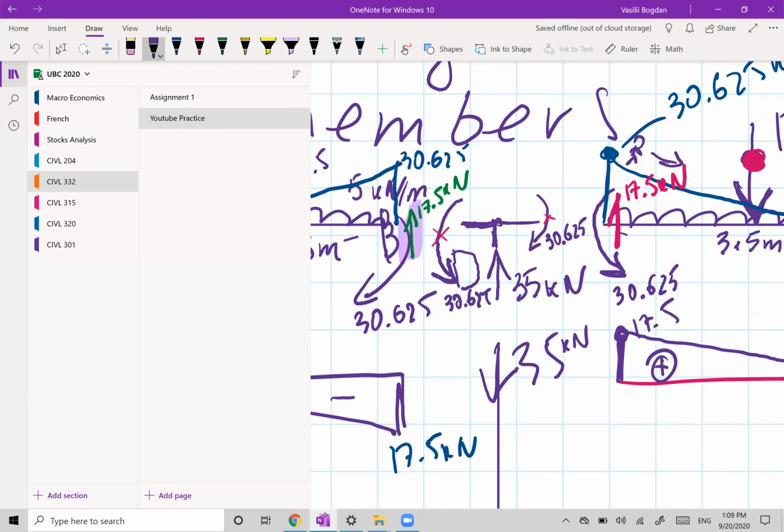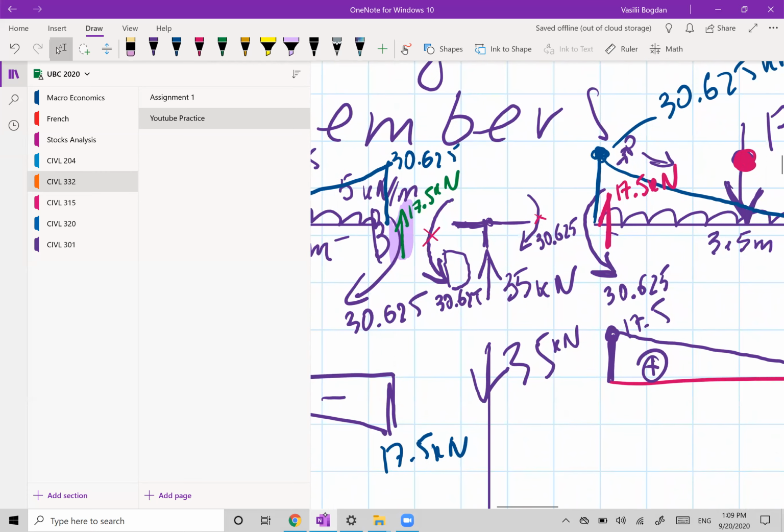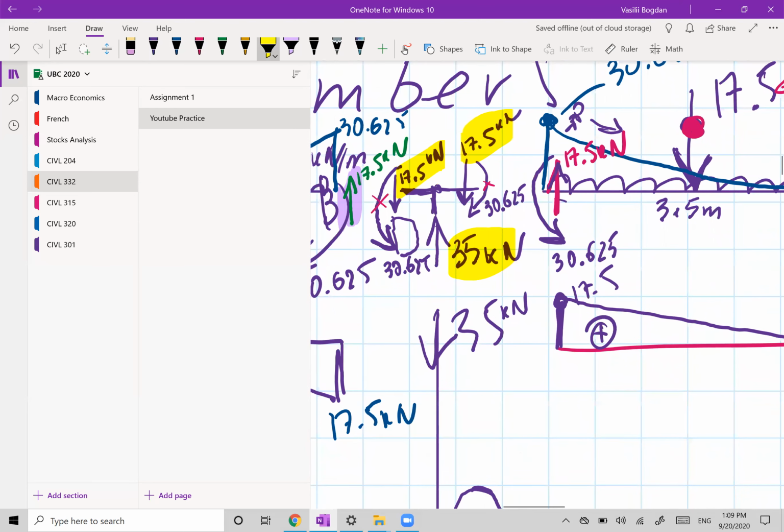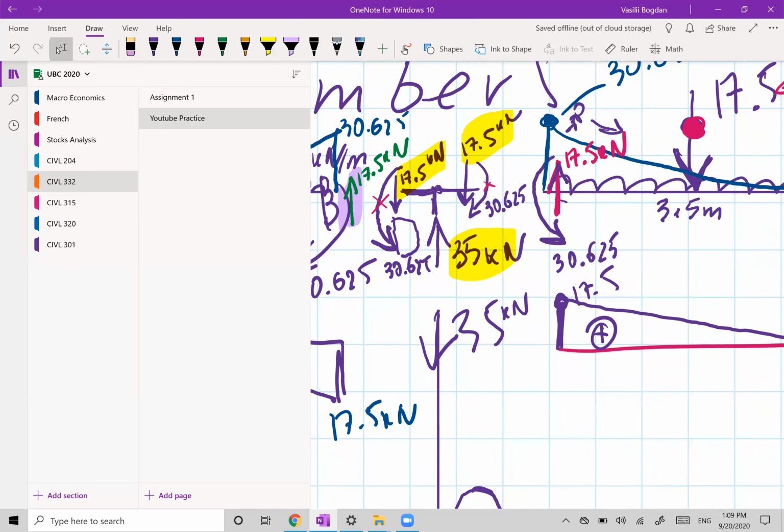So 17.5 here, you have to again, from end of the beam, we have to counter it by 17.5. And this 17.5 will be countered on the joint 17.5. And now this 17.5 plus this 17.5 is countered by the 35. So everything is in equilibrium. You see? So point D.